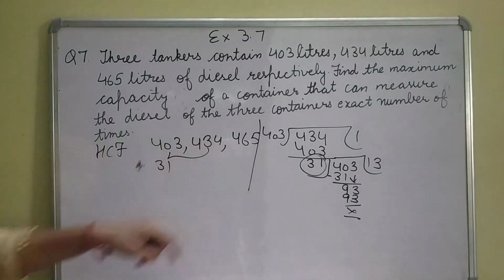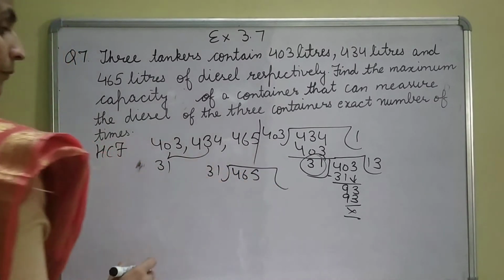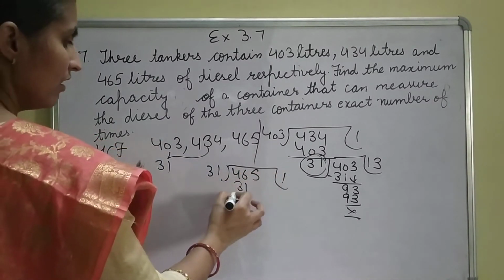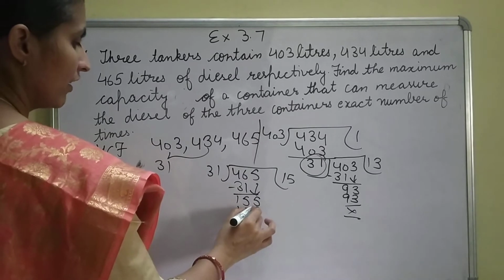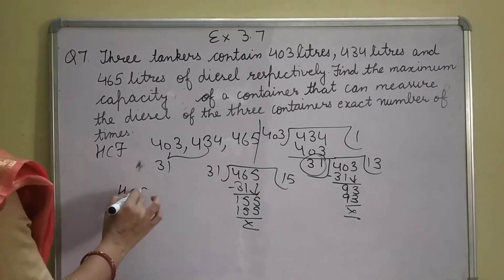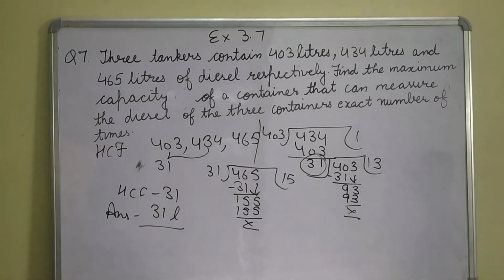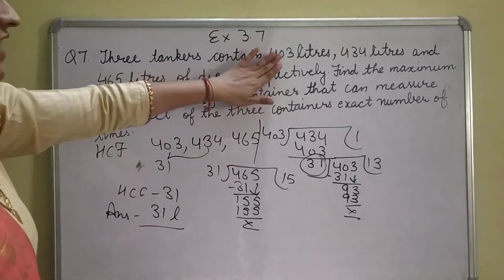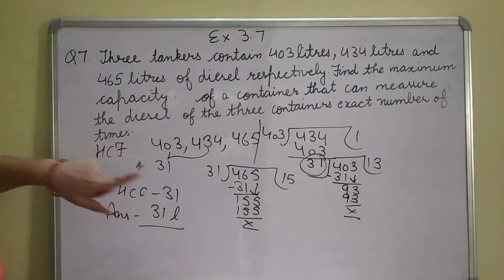Now how to check with the third one? We will divide the third one by this 31. 31 ones are 31, remainder is 15, bring down 5, 31 5s are 155, so it is completely divisible. So 31 is the HCF. So our required answer which will measure in an exact number of times is 31. It means 31 will divide 403, 434 and 465 an exact number of times, a proper divisibility is there. Now let's move to the next question.